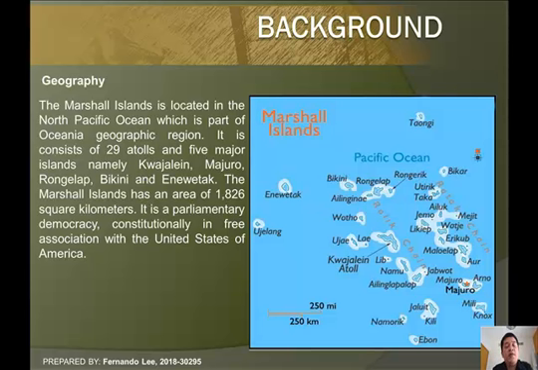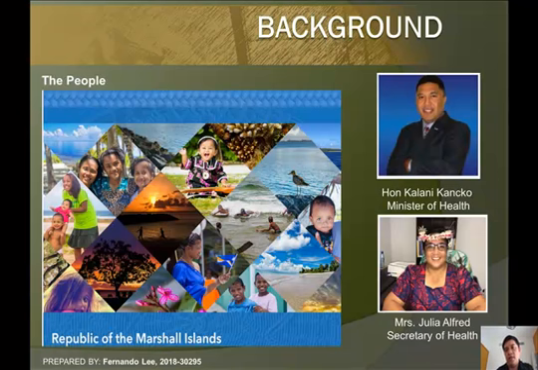Okay, geographically, the Marshall Islands is located in the North Pacific Ocean, which is part of the Oceania geographic region. It consists of 29 atolls and 5 major islands, namely Kwajalein, Majuro, Rongelap, Bikini, and Iniwitak. If you look at it, it's in between Guam and Hawaii, and also there's the Federated States of Micronesia. Then the next one is the Marshall Islands. So the people.